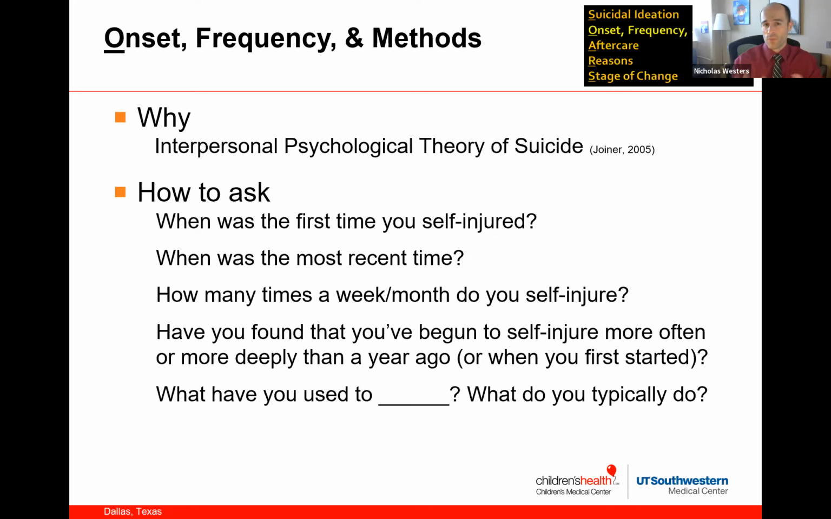Onset really assesses duration. Research is more mixed here. Some research shows that the greater number of years of self-injury, the greater likelihood of attempting suicide. Other research doesn't show that, but I think that's because of how it's measured.